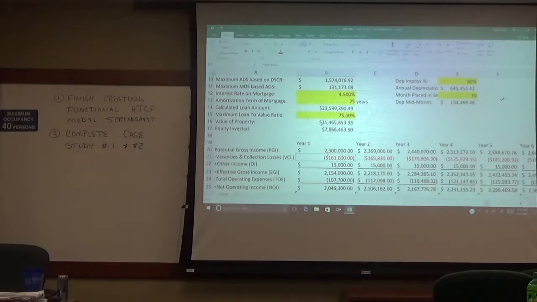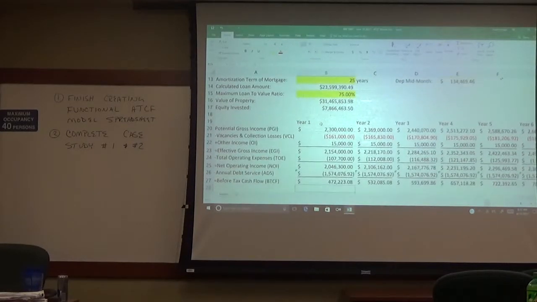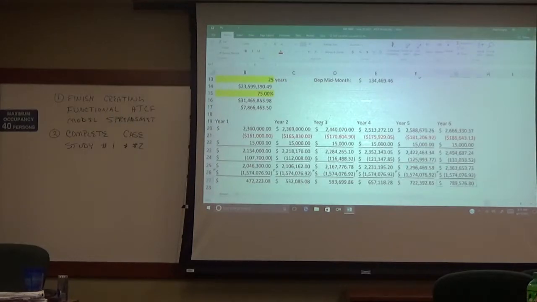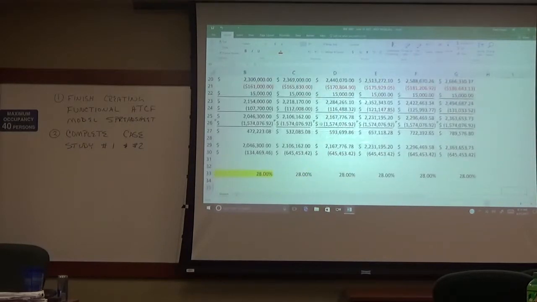So looking at year 1 through year 6, everything looks okay so far. All the numbers are matching all the way down. Let's just double check before-tax cash flow, 532, yep, all the way across. Now you'll notice that I did something to year 6. Take a look over here at year 6. What did I do in the handout?